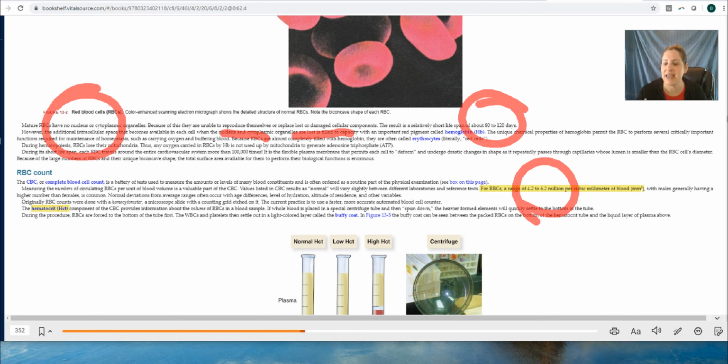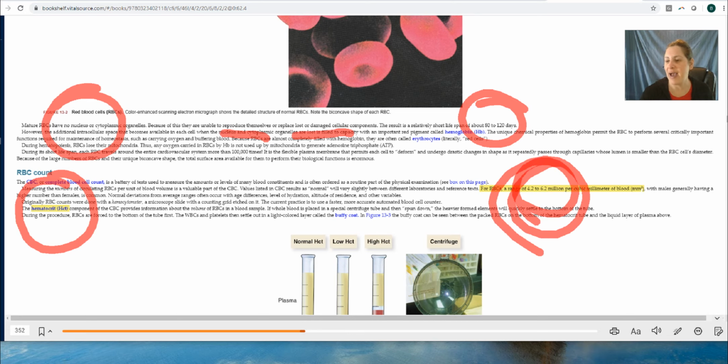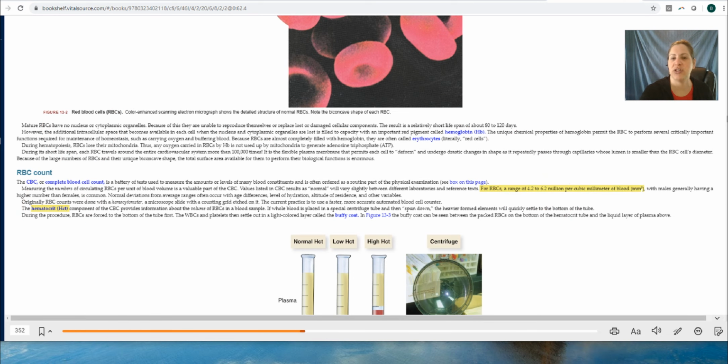So obviously, if they're only living 80 to 120 days, and you have this massive quantity, 4.2 to 6.2 million per cubic millimeter of blood, your body is constantly reabsorbing the old ones. This process is normal. Now, we can do a test called a hematocrit, abbreviated as an HCT, and that is counting your red blood cells. It's giving us a count of how many you have in any given sample. Hopefully, the patient is within that normal range.